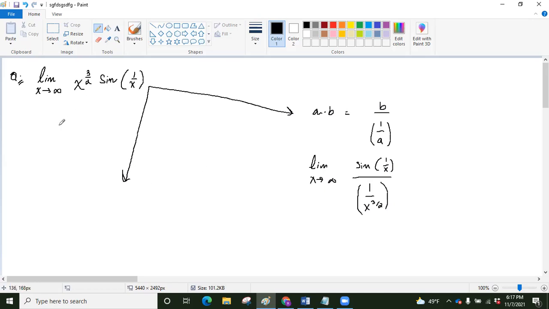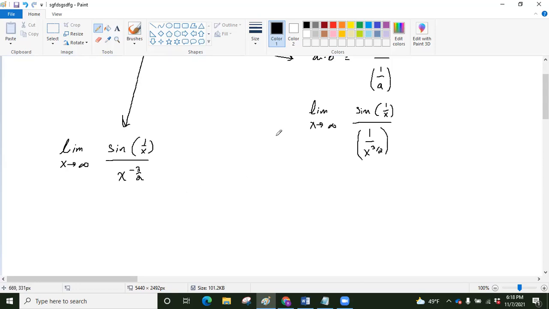Or you could say that x to the 3 halves is equal to 1 over x to the negative 3 halves. So, piggybacking on that idea, you could say that this is the same thing as taking the limit as x approaches infinity of 1 over x to the negative 3 halves times sine of 1 over x, which is the same thing as saying directly that this is sine of 1 over x divided by x to the negative 3 halves. And you can proceed from any one of these starting points.